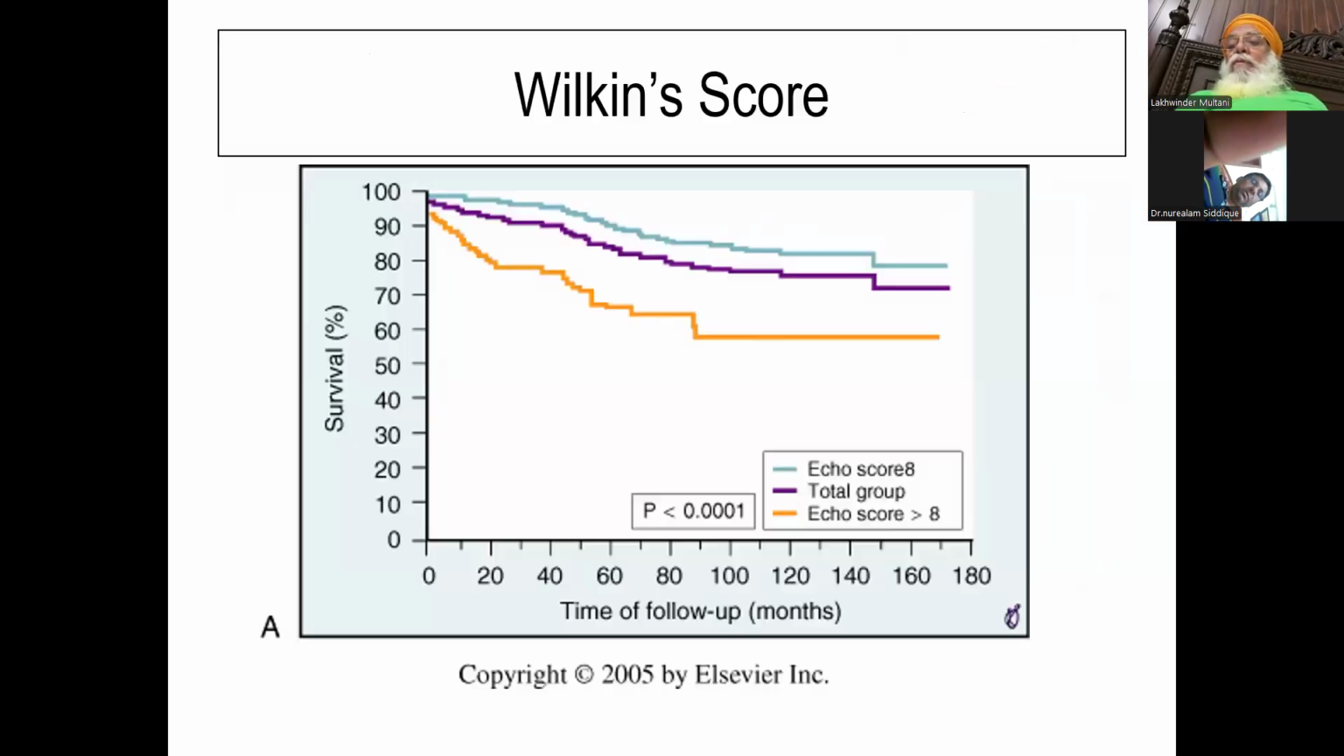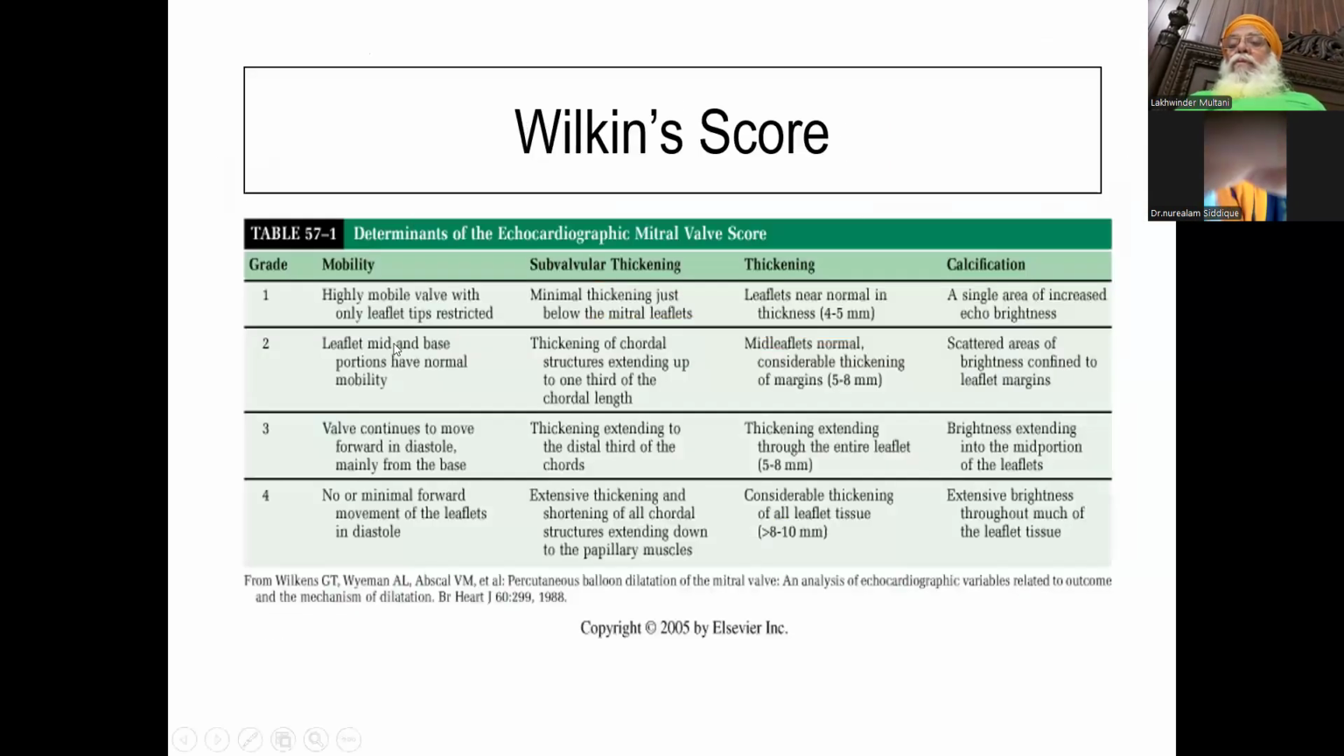What is the Wilkinson score? It assesses mobility, subvalvular thickening and calcification. Mobility of the leaflets: leaflets highly mobile with only one leaflet restricted is known as grade 1. Leaflet mid and base portions have normal mobility. Tips are calcified or thickened. Valve continues to move forward indirectly but mainly from the base, and there is no movement.